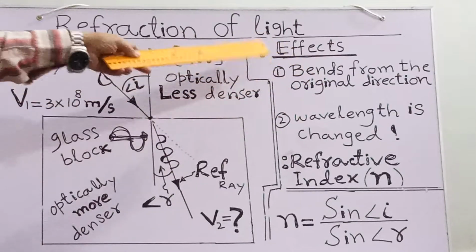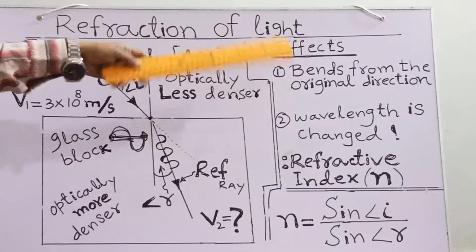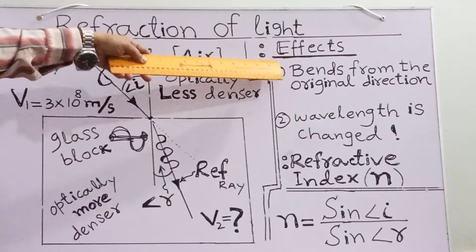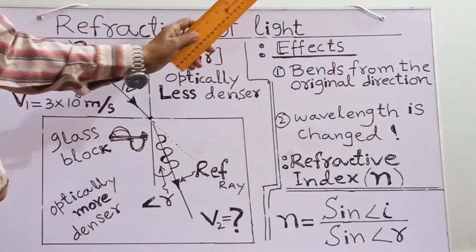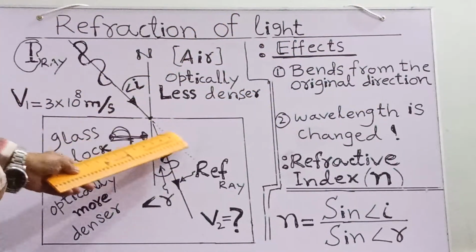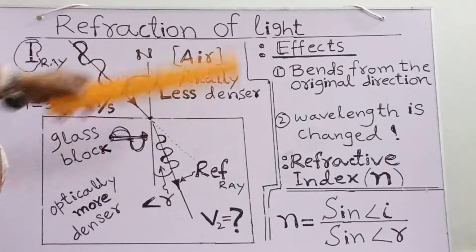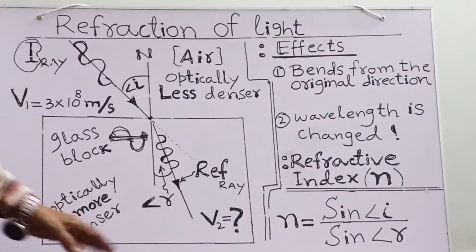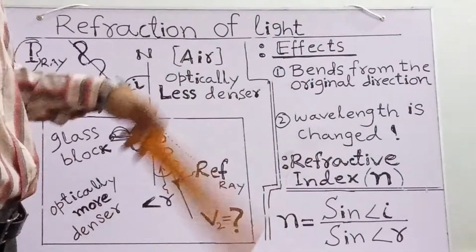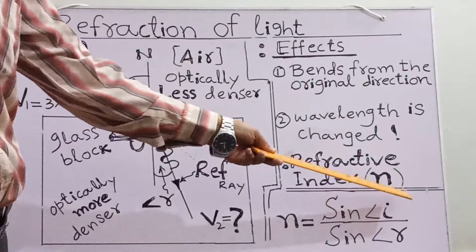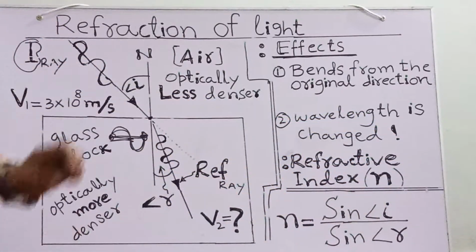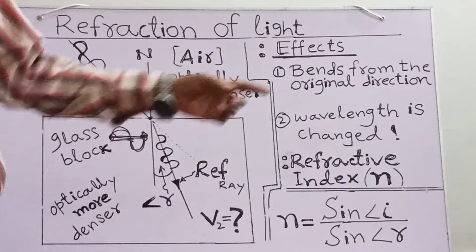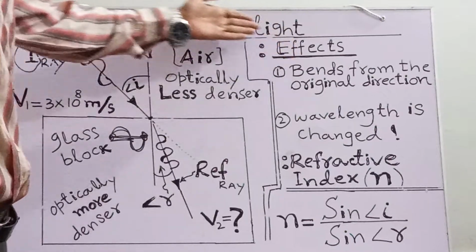How does refraction affect light rays? When the light travels from one medium into another medium, the light bends from the original direction of propagation, like this. It is the original direction of propagation. And secondly, the wavelength of the light is decreased or changes. Now the next topic is refractive index. This is the symbol, small n, for refractive index, and it is a very important parameter, a very important topic related to refraction of light.